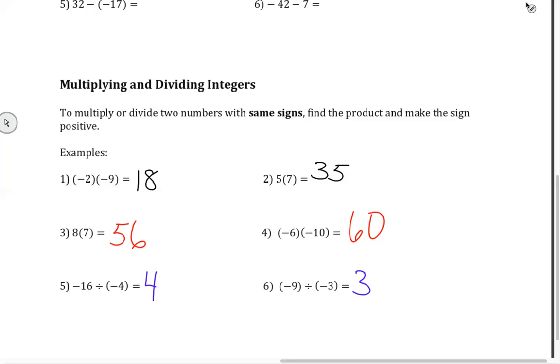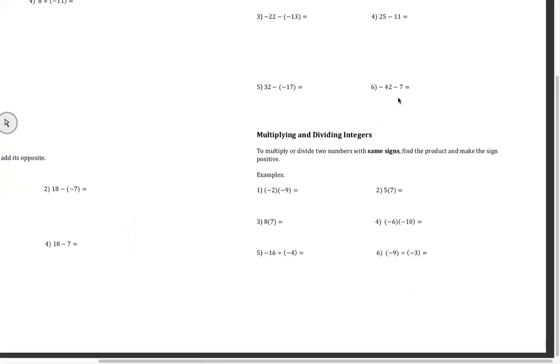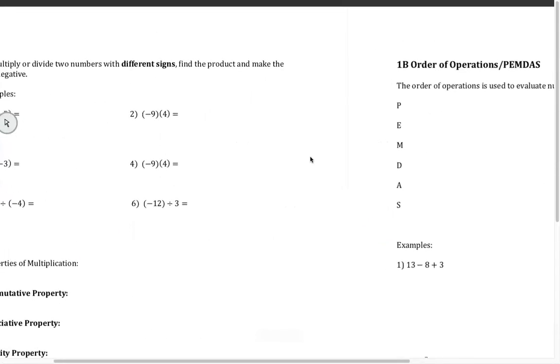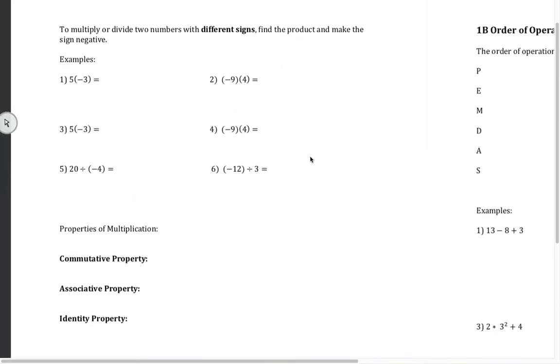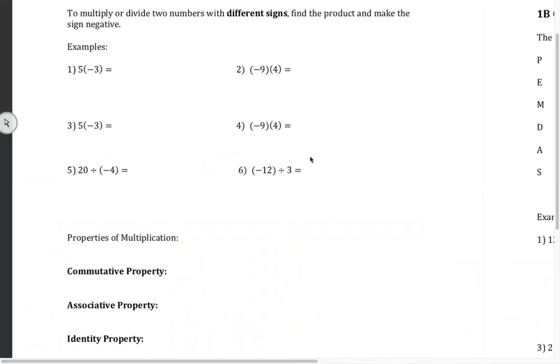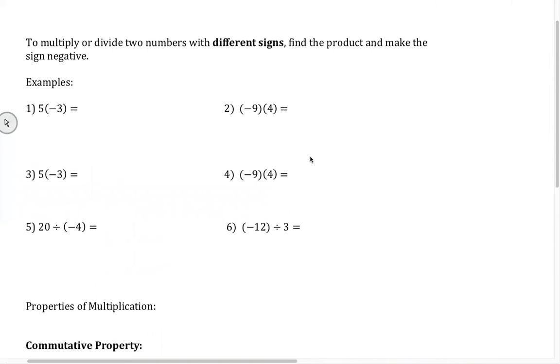Any questions? Nah. All right. So let's go to the next page. All right. Now when we multiply with different signs, my answer is going to be negative. Okay, so for example, 5 times -3 is -15 because the signs are different, positive, negative.